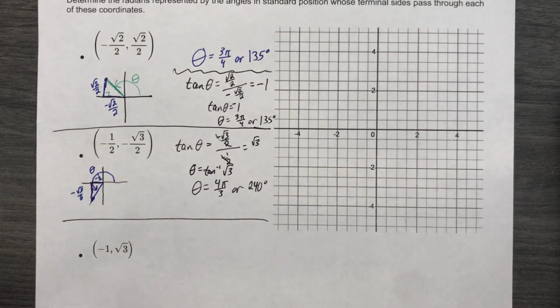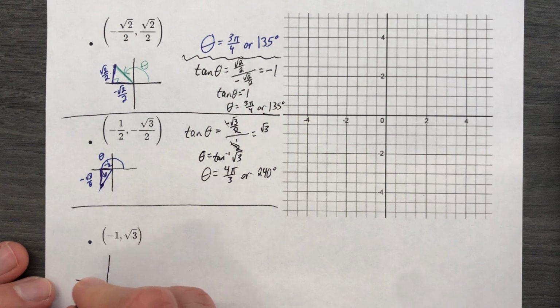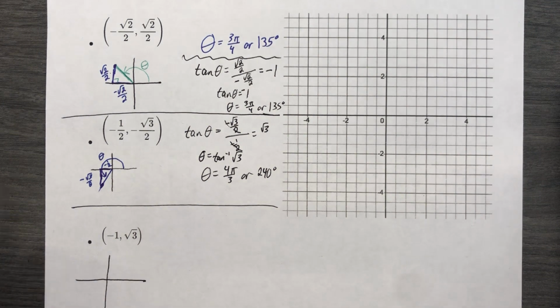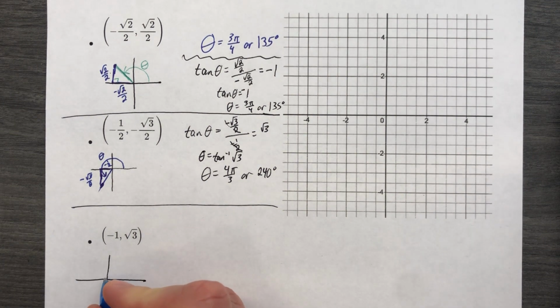Let's do the next one. Do a little bit of drawing. We have a negative and then a positive. So we're going to be negative 1, positive square root of 3.